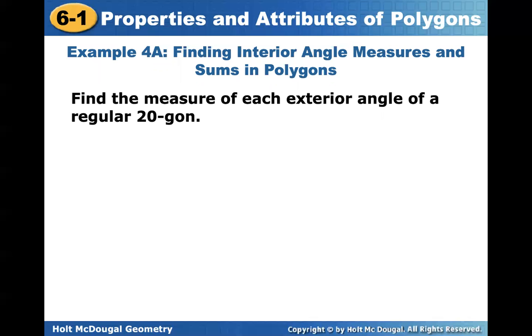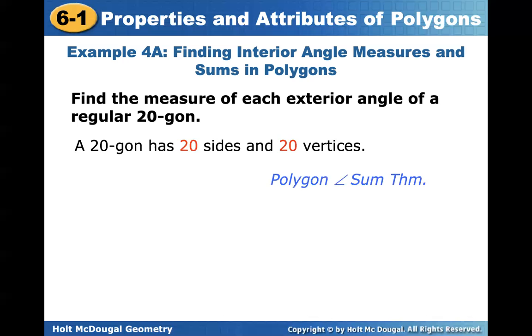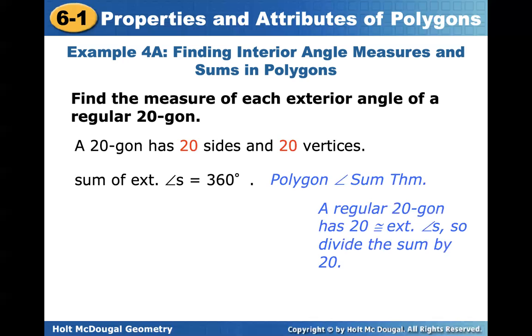If we have 20 vertices on this figure, then we take 360 divided by 20, because it's a regular 20-gon and all of them should be the same. A 20-gon has 20 sides and 20 vertices, so the sum of the exterior angles should be 360. We take 360 divided by 20 and get 18. So every single exterior angle of that 20-gon should be 18 degrees because it's regular.